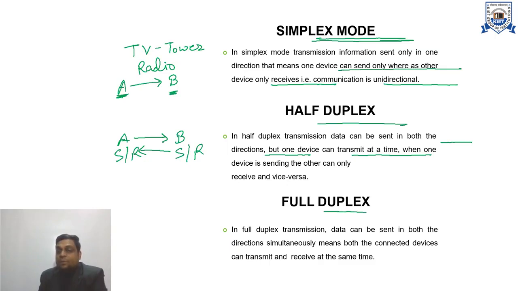In case of full duplex mode, both devices A and B can send and receive data simultaneously. At the same time A can send, and B can send. At the same time A will receive, and B will receive. So this is known as full duplex mode. Simultaneous transfer is there. Both can transmit and receive at the same time.